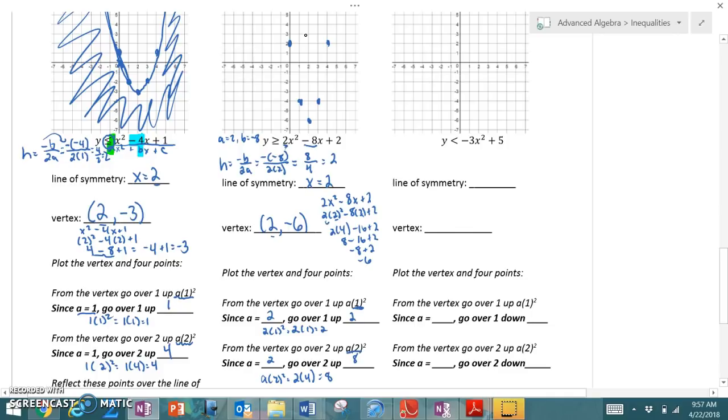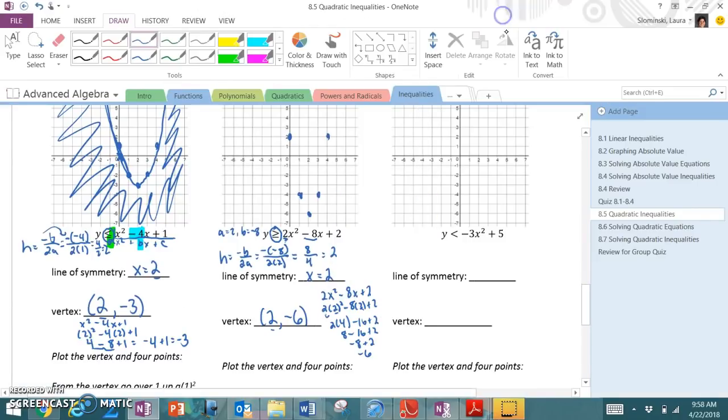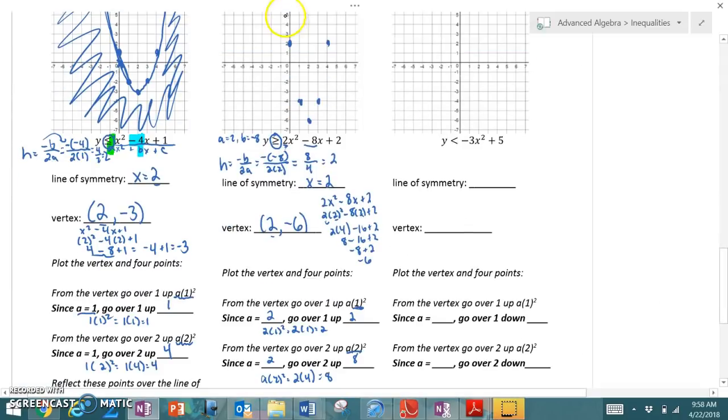Okay, next I'm going to ask myself, solid or dotted? Because it's greater than or equal to, it will be solid through those points. Oh, sorry about that. Sorry, there we go. Solid through those points.